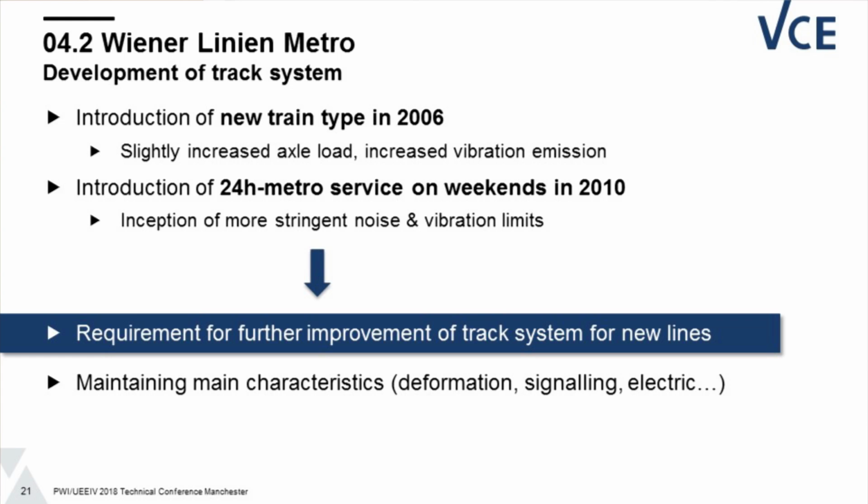So we needed to implement a new system. There was a requirement for a further improvement of the track system, but there was also the requirement of maintaining the main characteristics, because deformation, signaling, and electric characteristics were quite successful in the previous system. So the newest system is now called Neuer Wiener Oberbau 2018 with the following modifications.